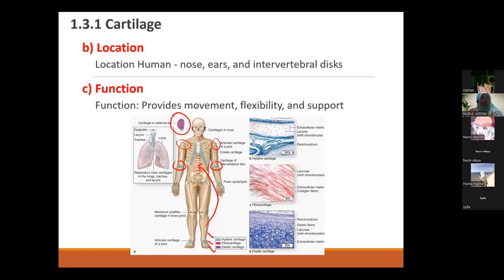Of course, these different types of cartilage have different distributions of fibers and numbers of cells, chondrocytes, more or less, it's different. But we are not going to explore more on each particular type of cartilage. It is enough for you to know where you can find the cartilage and what their functions are.